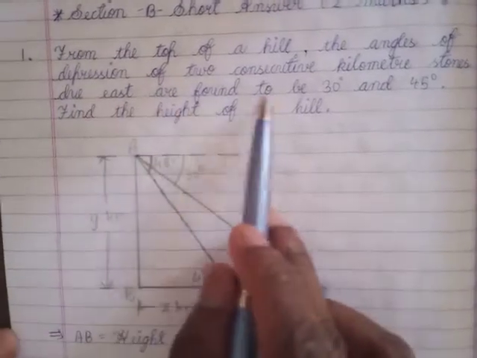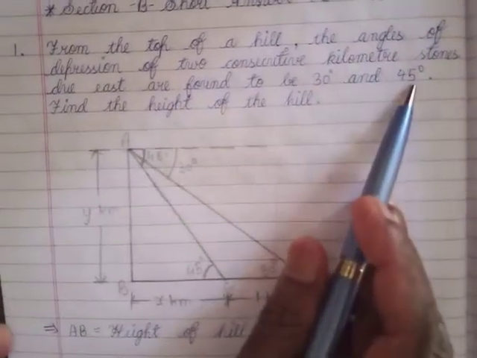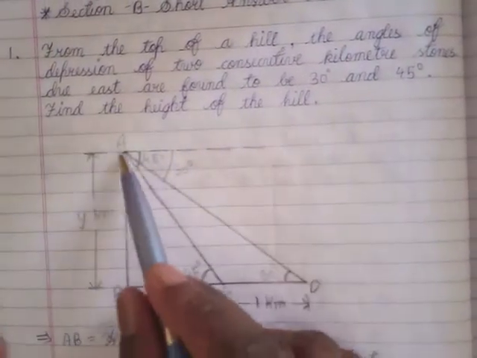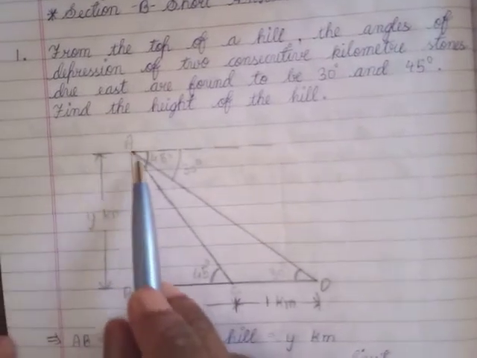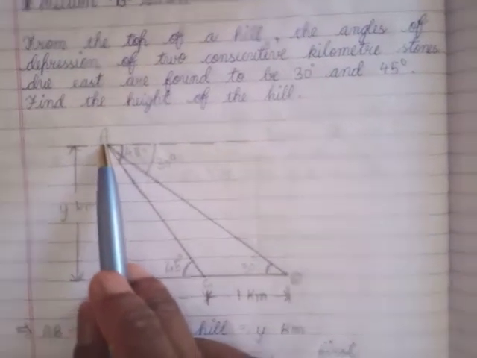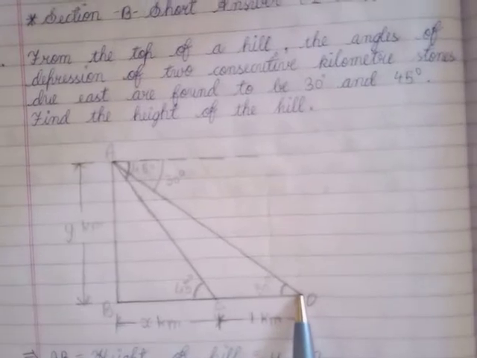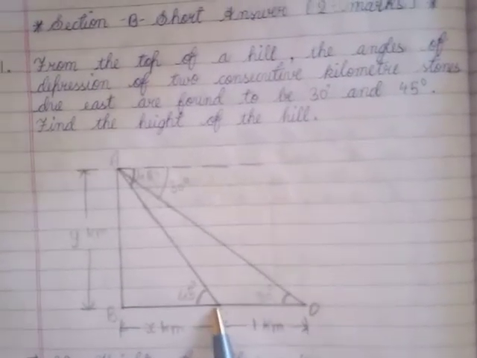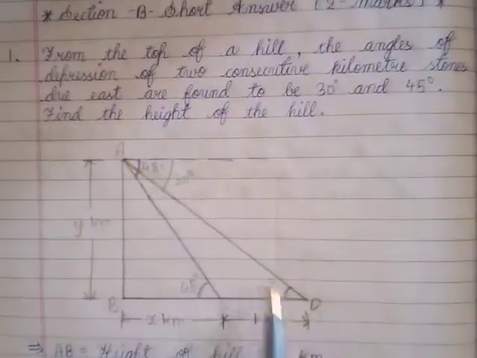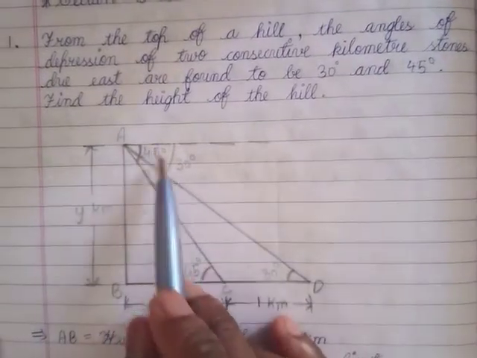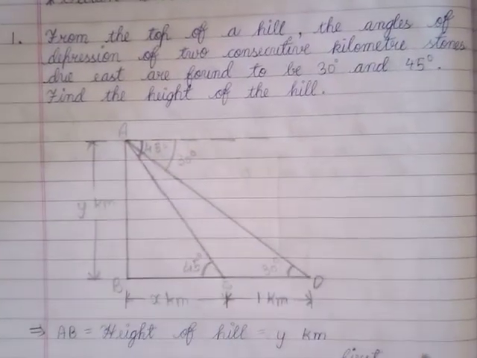Due east are found to be 30 degrees and 45 degrees. Find the height of the hill. You have to find the height of the hill. You are watching from here, top A, 2 milestones, D and C, which have an angle of depression of 30 degrees and 45 degrees. That's it.